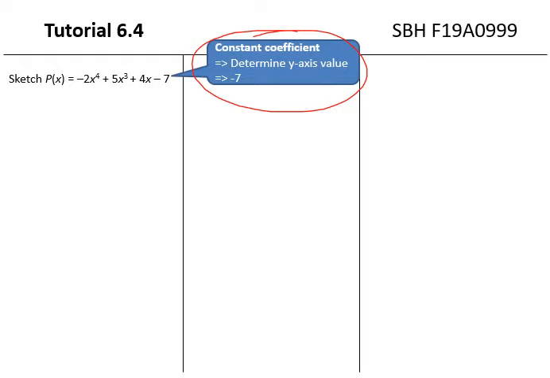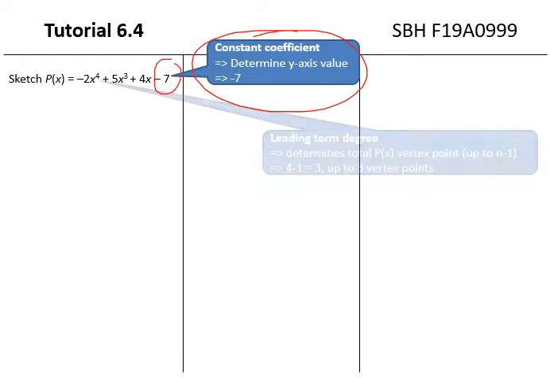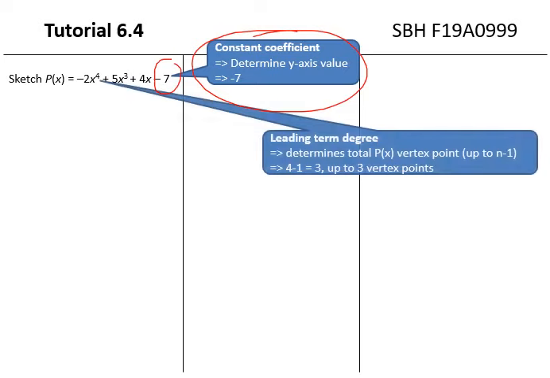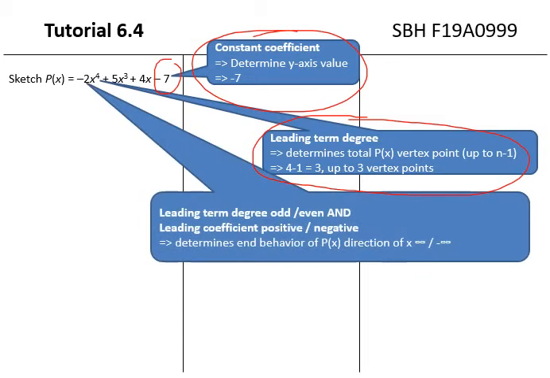we determine the constant coefficient. We have negative 7 here. And then the leading term, we are guessing there will be up to 3 vertex points there. And then let us check the leading term degree. Is it odd or even? For this case, it is even. And then the leading coefficient, is it positive or negative?